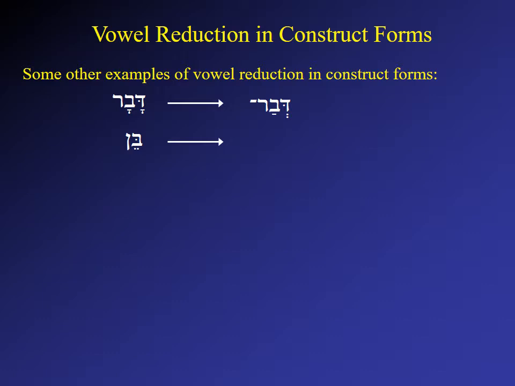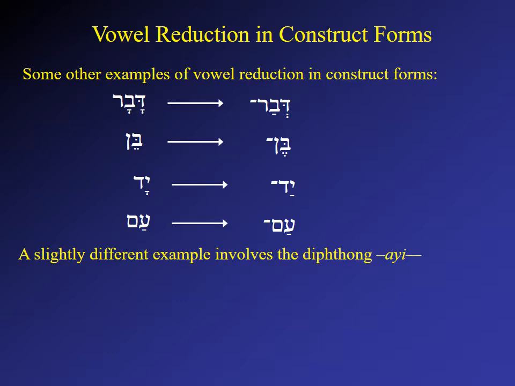Ben, when placed in construct, will also shorten as much as possible. So it would become ben. Tsere becomes a segol. Yad becomes yad, with the kamats turning to patach. So here we see the vowels reducing as far as they can reduce. Am, already reduced as far as it can go. So am is the same whether it is the absolute or the construct.